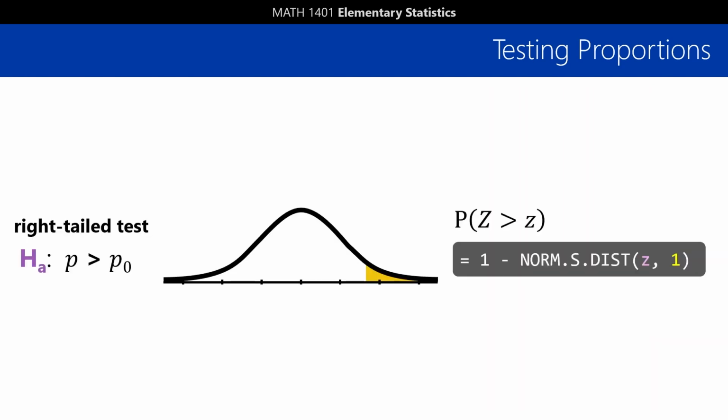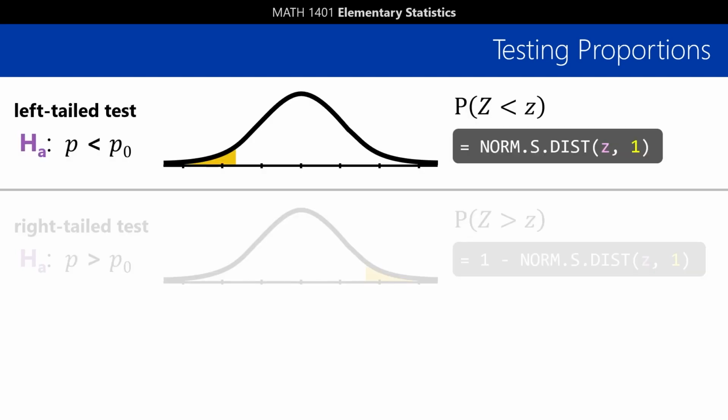One last note about the type of test we used. We used a right-tailed test here in this problem because our hunch was that the true population parameter was greater than the original claim, and hence we needed to use 1 minus norm.s.dist. If, on the other hand, our hunch was that the true population parameter was less than the original claim, we'd use a left-tailed test. And we'd use just plain norm.s.dist. That's what it does by default, remember.